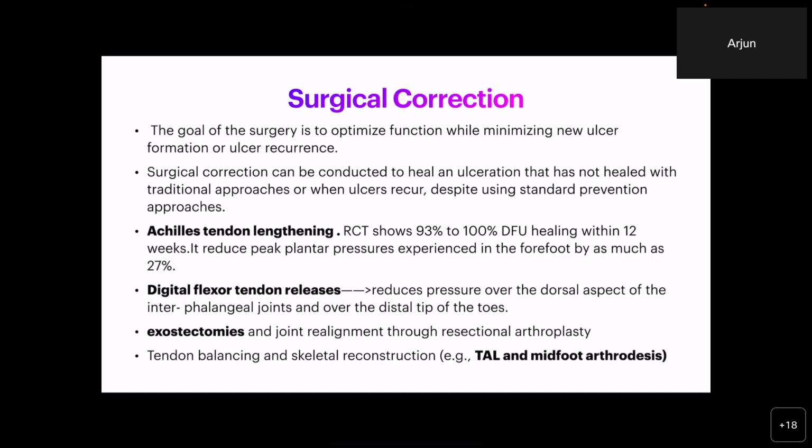Surgical correction's main goal is to optimize function while minimizing new ulcer formation or ulcer recurrence. Surgical correction can be conducted to heal an ulceration that has not healed with traditional approaches, or when an ulcer recurs despite using standard prevention approaches. Various techniques are Achilles tendon lengthening, digital flexor tendon releases, exostectomy, and tendon balancing, and skeletal reconstruction such as TL and midfoot arthrodesis.